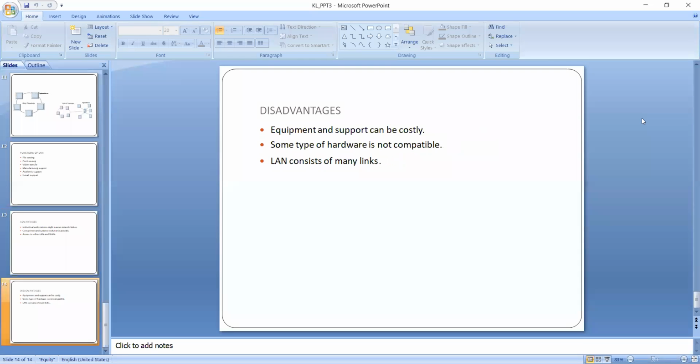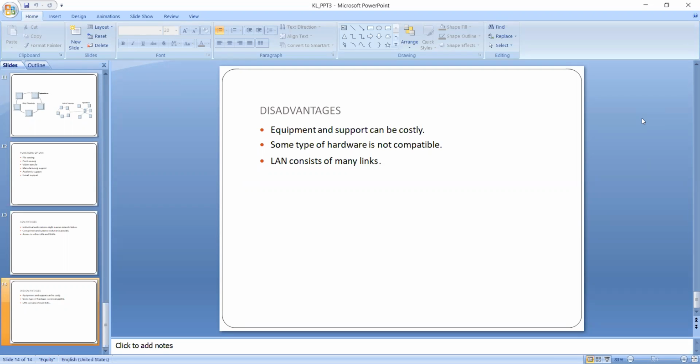And coming to the disadvantages, equipment and support can be costly. Setting up a LAN is costly and not a simple thing. It deals with money. Money matters here. Next, some types of hardware are not compatible. So all computer networking is not possible with all hardware. The hardware is compatible only with some types of networks, and a LAN consists of many links.